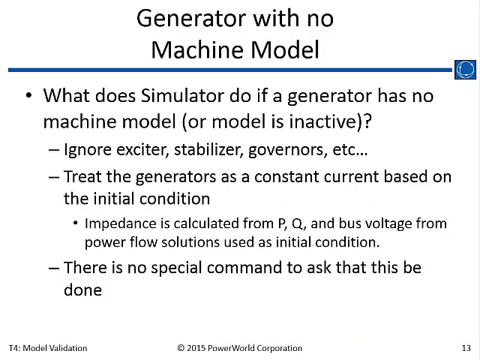And then what does Simulator do if there's no machine model? As I said before, if the model is not there or is inactive, it ignores everything else, treats it as a constant current based on the initial condition, goes back and then calculates an impedance based on the PQ values. No special command to ask for that. That's just done. So it's netting it just like in PSLF.